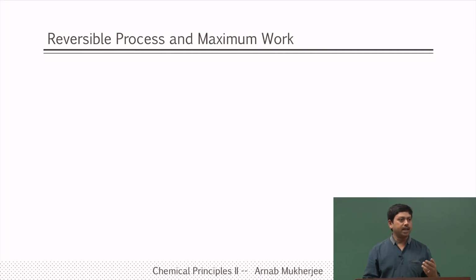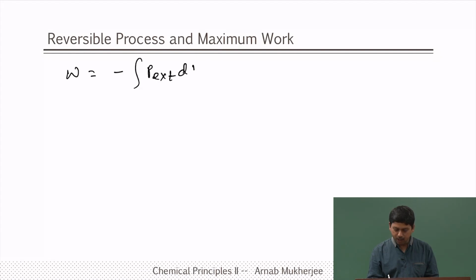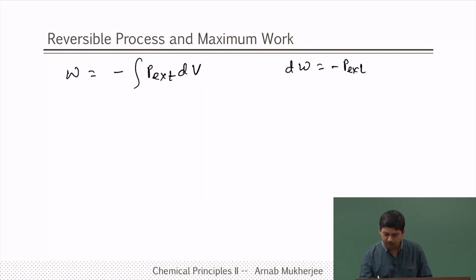So, let us say we are following an infinitesimal process, then how do we write the W? dW equals minus P external dV. You noticed one thing in this particular case, I have put the P external. That is the formula that we are using, right. And P external is just a value, whereas dV is the differential amount. So, we are changing the V.